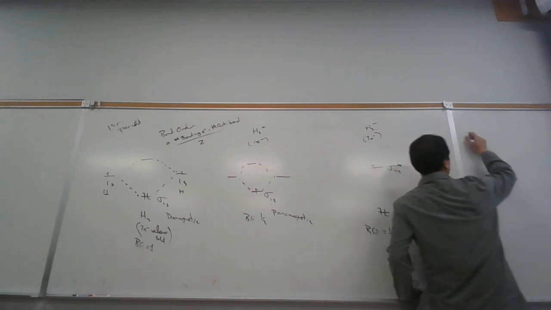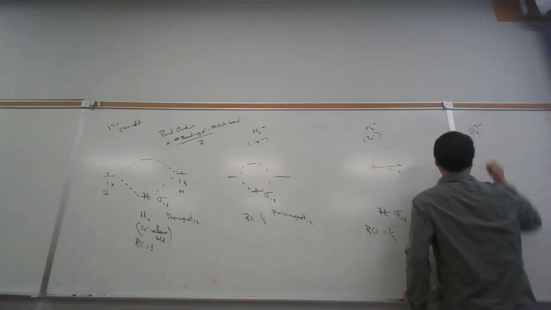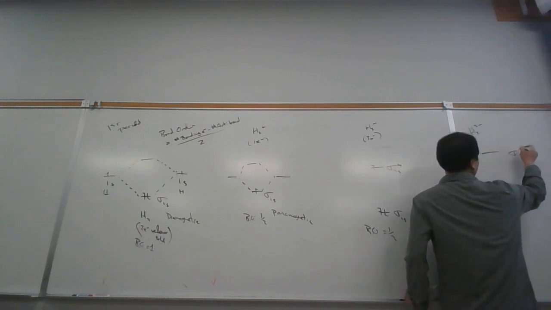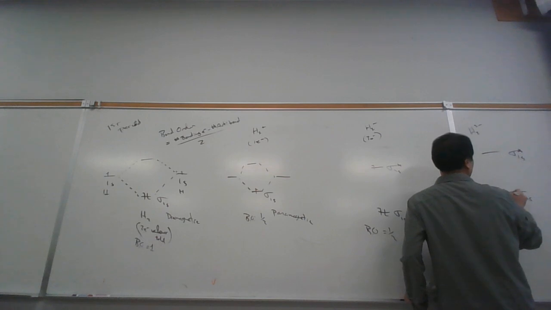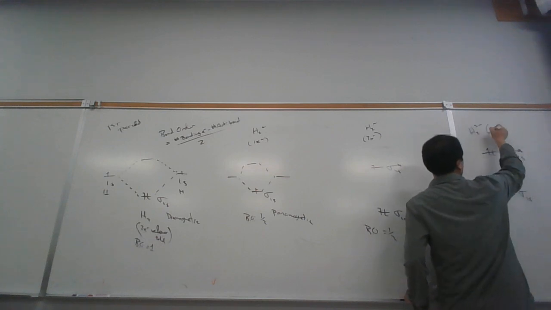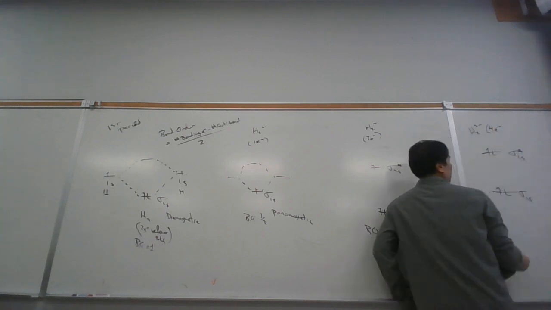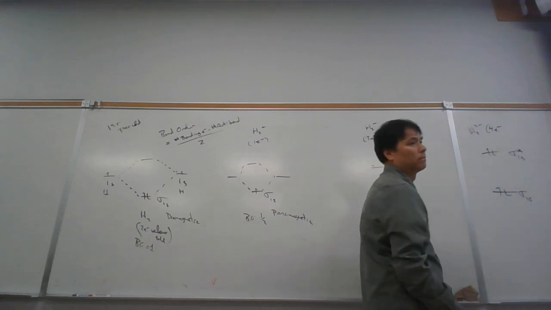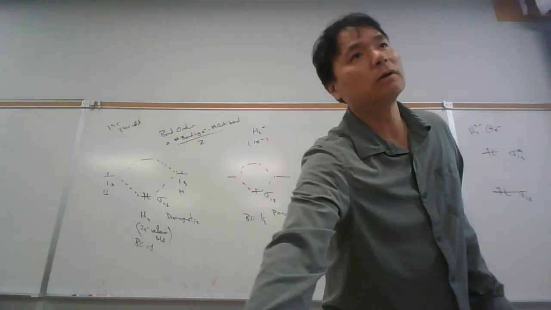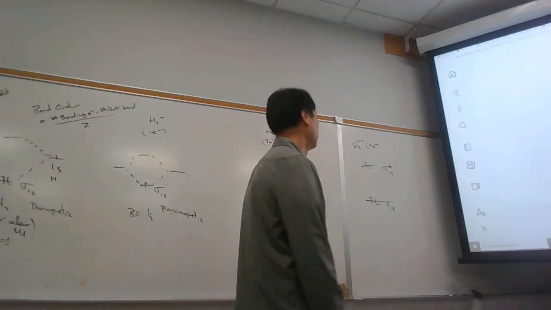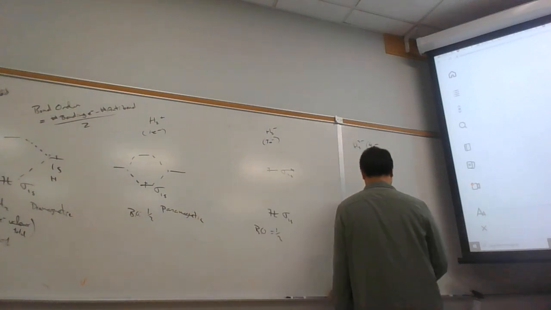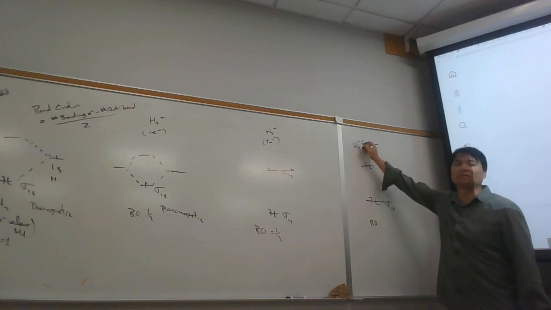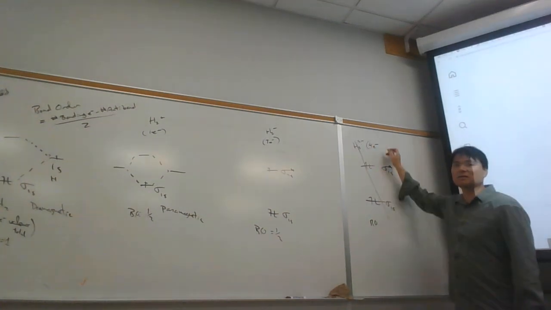I'm going to go to H2 2 minus. H2 2 minus, sigma 1s, sigma star 1s. How many electrons total? Paramagnetic or diamagnetic? What's the bond order? 0 over 2. The bond order is 0, which tells us that this doesn't exist.